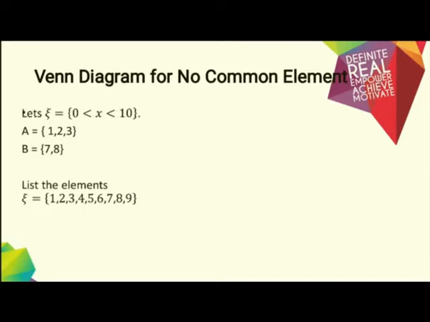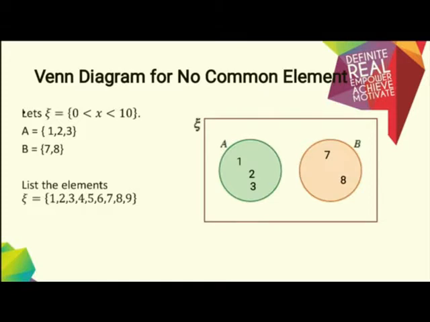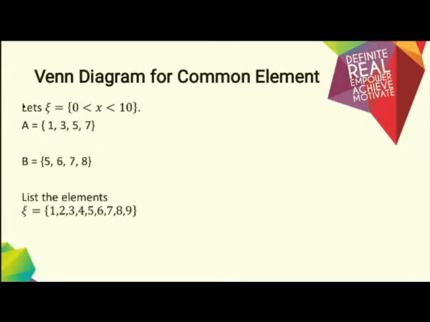And then in the diagram, we put A and B separated because there's no common element, and we put the elements of A and B inside each of them. And then the rest of the elements, like 4, 5, and 6, not elements in A and also not elements in B, we put there.